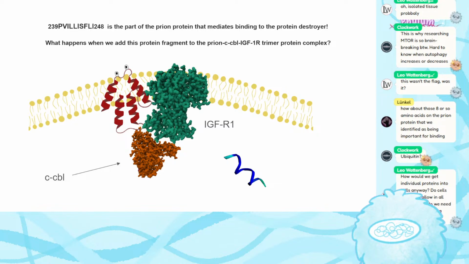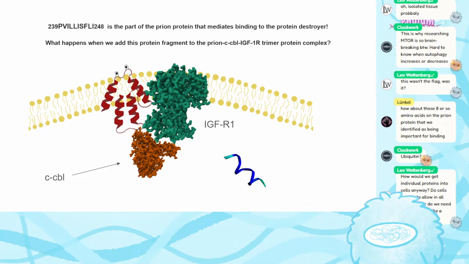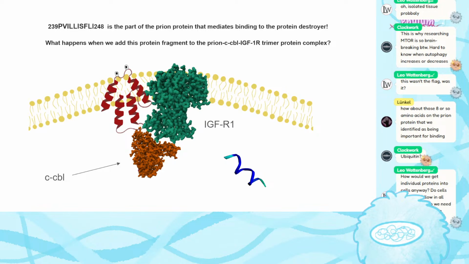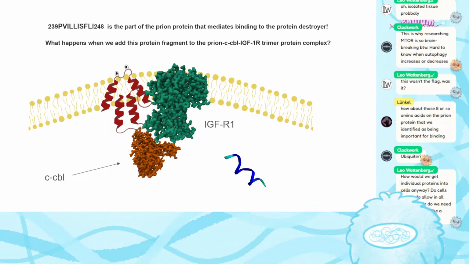How do we get individual proteins into cells anyway? Do cells just kind of allow in all proteins, or do we need to infect them like a virus does? That's an excellent question, Leo. So you can do it with a virus. Most famously, you can do it with a virus that a certain YouTuber used to remove their lactose intolerance. That is something that you could try. It can work. Whether or not it does has to be rigorously tested, of course.